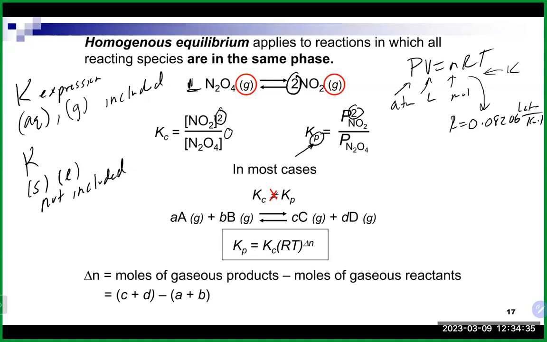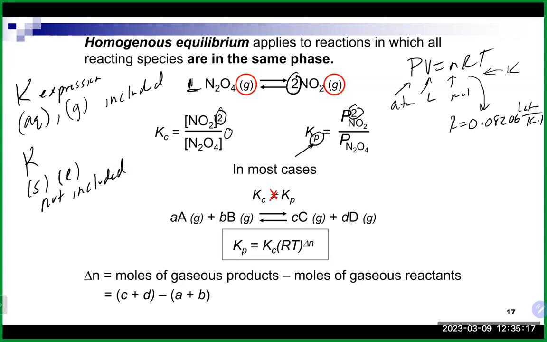Now the Kc value and the Kp value in most cases are not numerically equal to each other. They don't have the same numerical value. It is possible, but in a lot of cases they're not the same. But what they do tell you is the same thing. If you have a large value of Kc and a large value of Kp, they both mean the same thing: you would expect to mainly have products at equilibrium. And if you have a small value of Kc and a small value of Kp, they both mean you would expect to mainly have reactants. Numerically speaking, they oftentimes are not the same number.